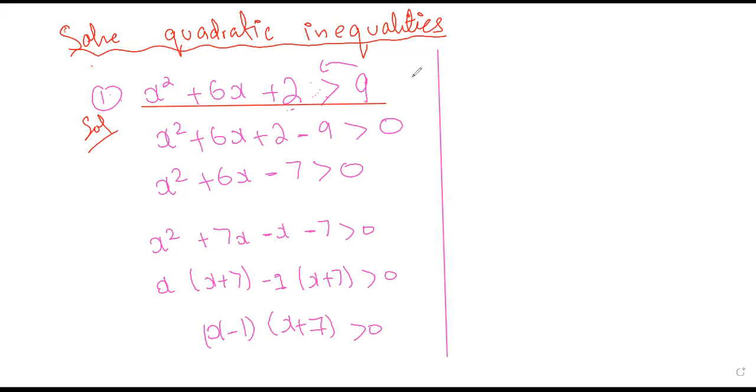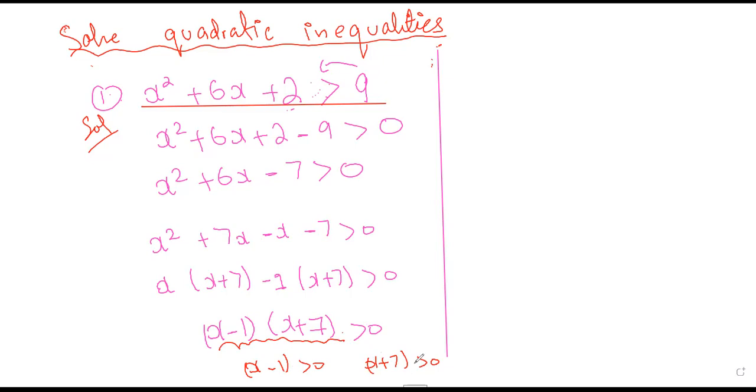Okay. Now, what do you think? What would be the answer? I want you guys to respond. Do you guys think that we will do x minus 1 greater than 0 and x plus 7 greater than 0? Just like we do for equalities? X is greater than 1 and x is less than minus 7. Okay, good that you responded, but okay, very well done.